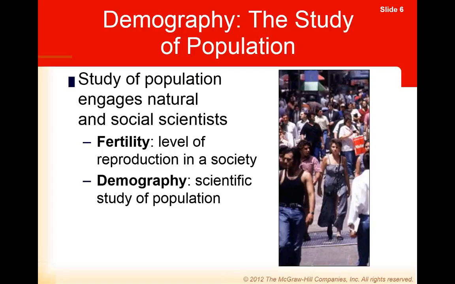Now, there are a whole lot of other variables we can look at and other ways of categorizing population. We can break it down according to political affiliation, religious affiliation, gender, race and ethnicity, age. There's all kinds of ways that demographers look at population.